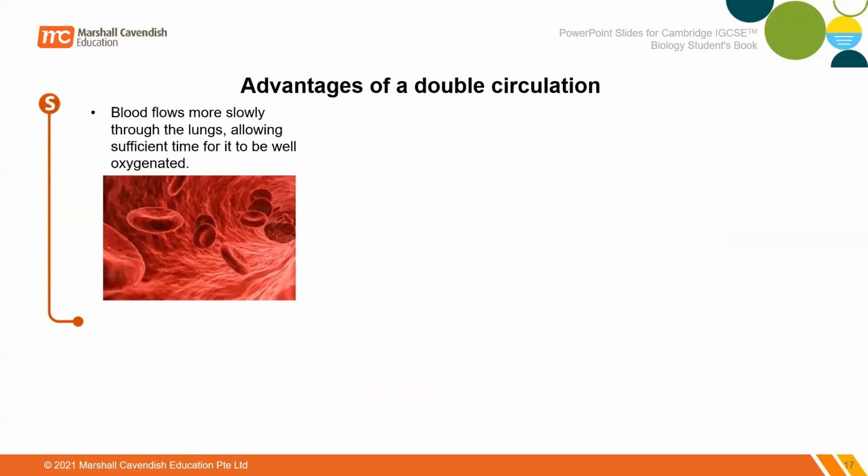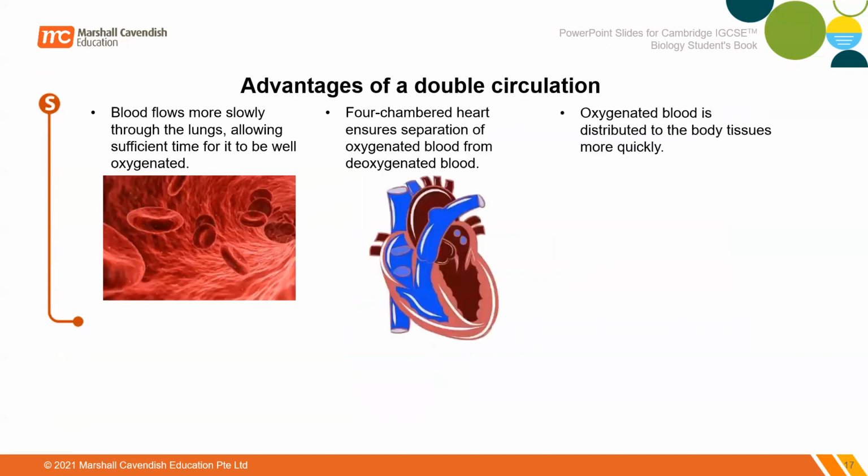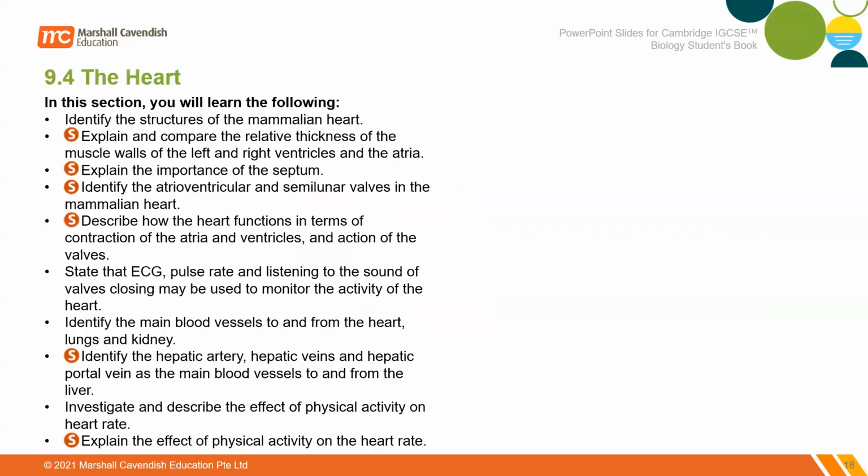What are the main advantages of double circulation? In front of you, we have the first advantage, that blood flows more slowly through the lungs, allowing sufficient time for gas exchange. Four chambers heart ensures separation of oxygenated and deoxygenated blood. There is a septum in between to make sure that there is no mixing between oxygenated and deoxygenated part. And the last point is that oxygenated blood will be easily and rapidly distributed through the body.